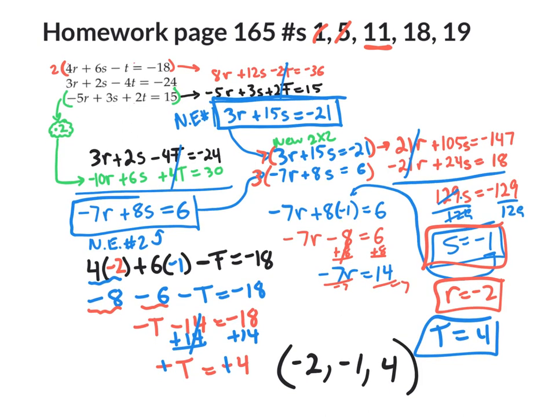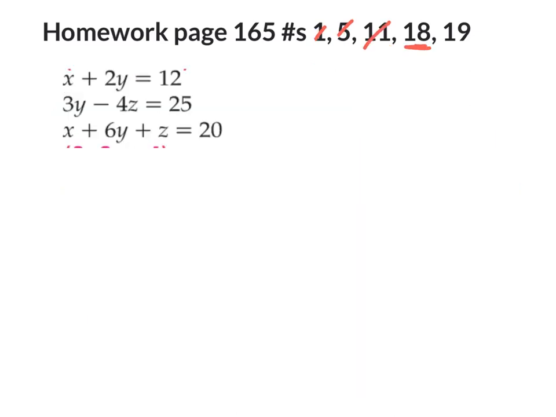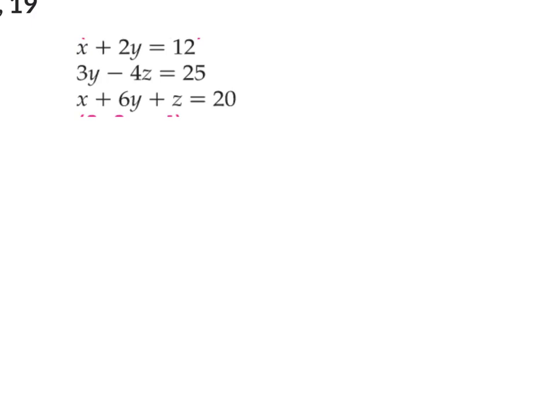Very long, sorry. But number 18. Yeah, this one's weird, because the first one does not have a z, the second one does not have an x. The only one that actually has 3 variables is that third one. So let's go back to the goal. How do we go about solving a 3x3 by converting it to a 2x2? Because we know how to solve 2x2 systems. We solve 2x2s with the elimination method. So it would be nice if I could get a 2x2 system.